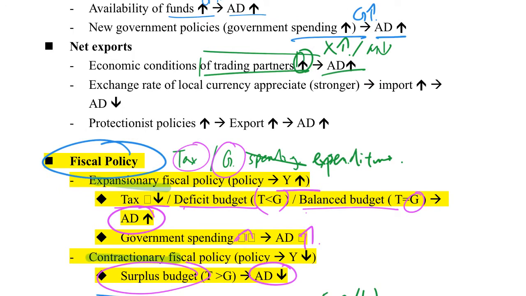Okay, another way is about the exchange rate. Even if there's no change in the economic condition, the exchange rate may change a little. For example, our local currency becomes stronger. We call that appreciation. Think about that. That means we can buy more import goods with the same amount of local currency.